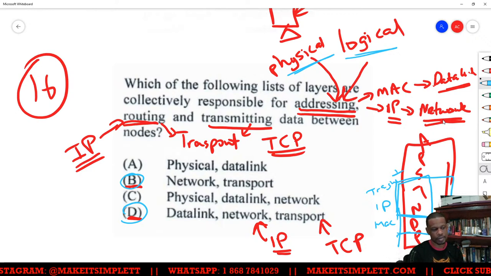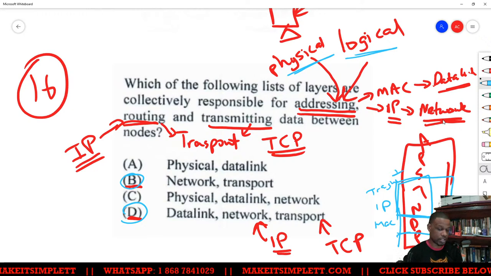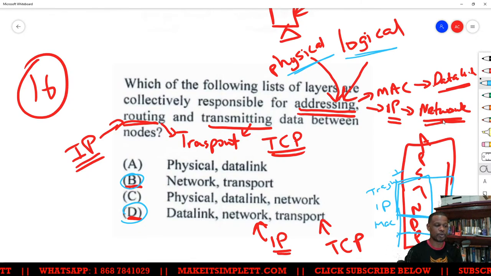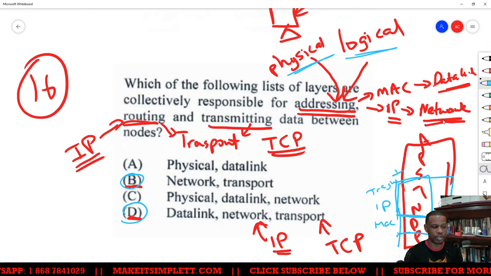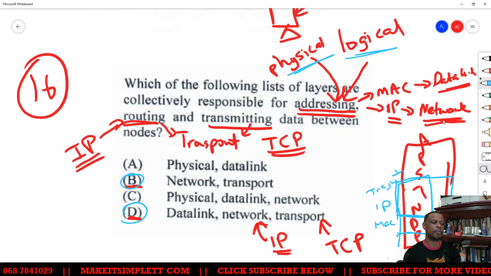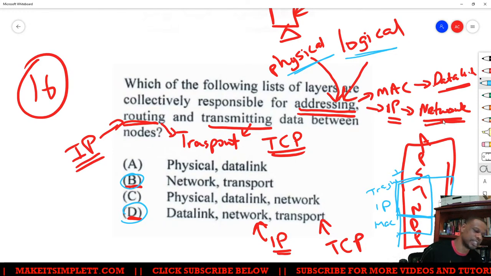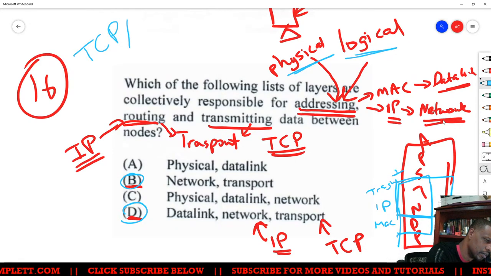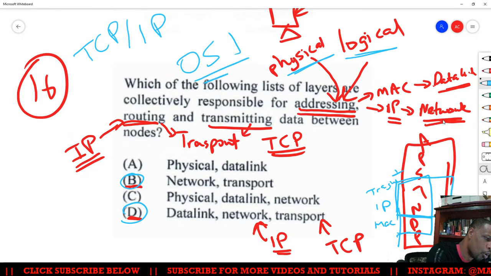But if they meant logical address like IP address, which is very possible that they might think, then it would just be B, because it would just be network and transport, because network and transport does handle addressing, routing, and transmitting all the time, which is the TCP/IP protocol. So the question is most likely trying to ask you about the TCP/IP protocol, or trying to question your knowledge of the OSI model, which one?